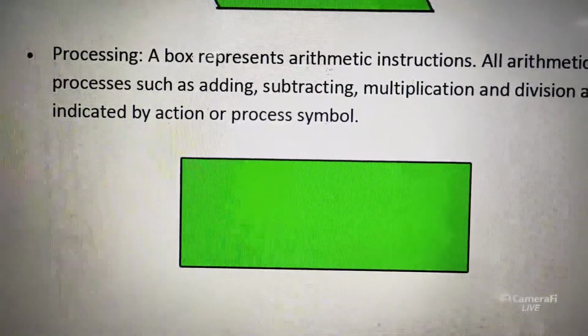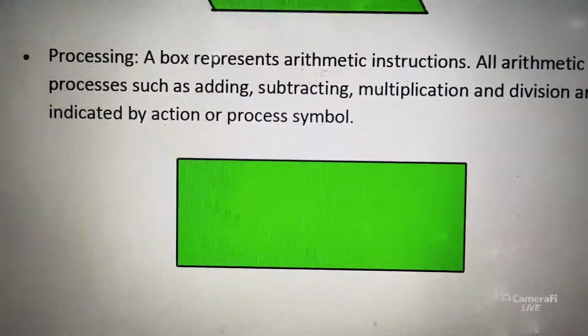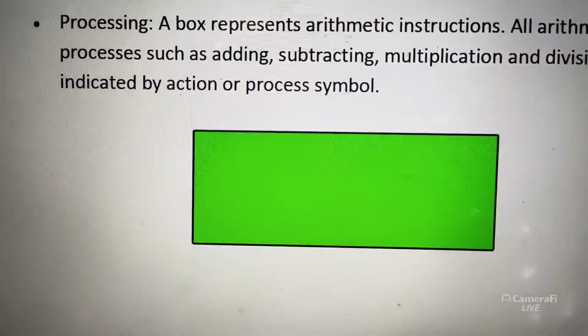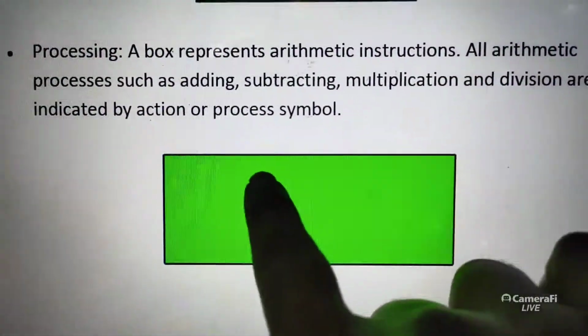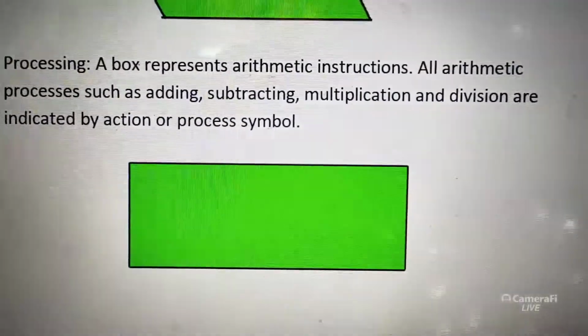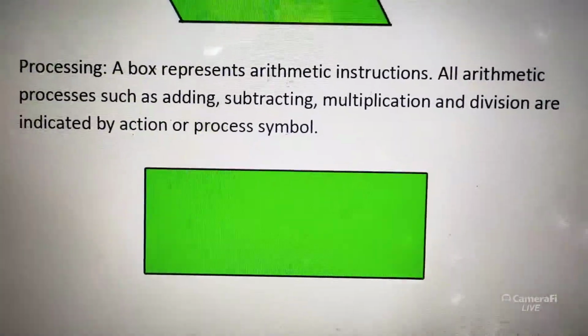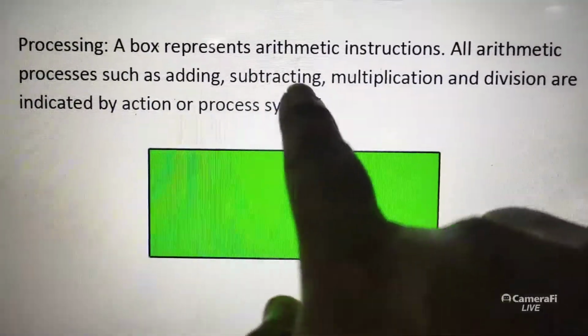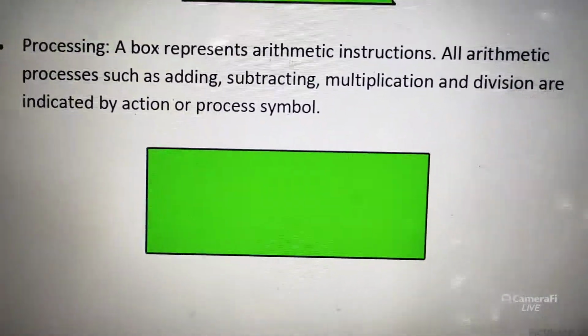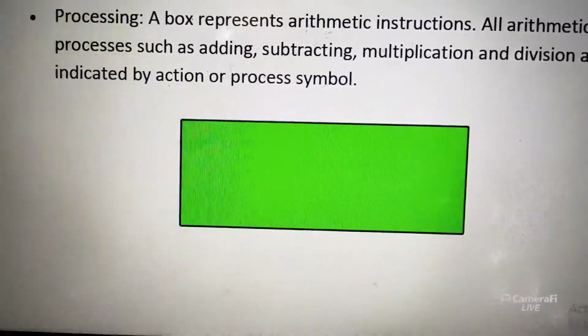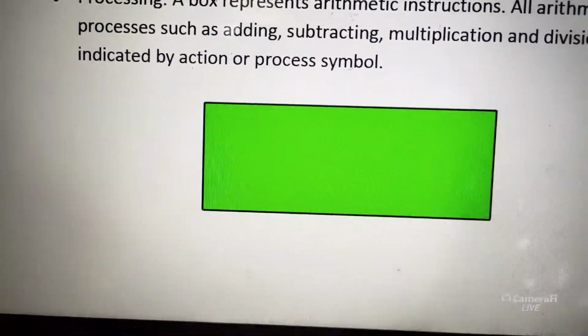Next, the rectangle. Any processing like sum equal to num1 plus num2, average is greater than 70, finding average A plus B plus C. Whatever calculations are there will be in the processing box. What is this box? Rectangle. All the processing, adding, subtracting, multiplication, division, program logic will be here. So this box is called the rectangle process box.